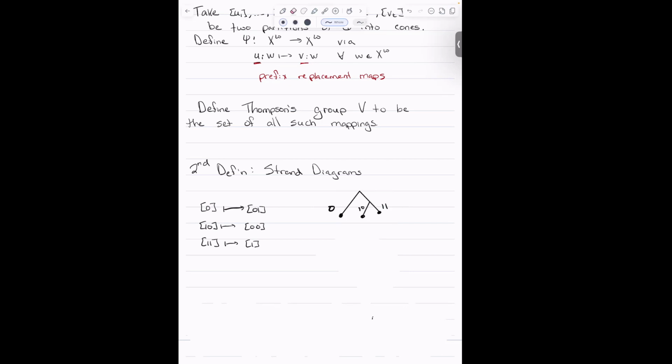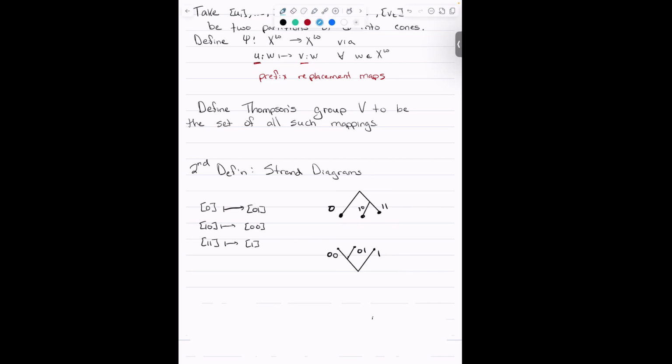So I have this tree here, and I have my leaves being labeled by 0, 1, 0, 1, 1. And similarly, I have my codomain. So this is my domain tree. I'll have a matching codomain tree. So here's my codomain tree, with 0, 0, 0, 1, and 1.